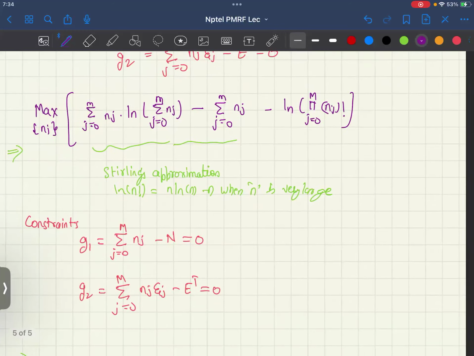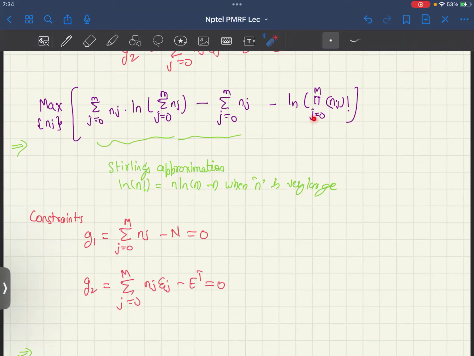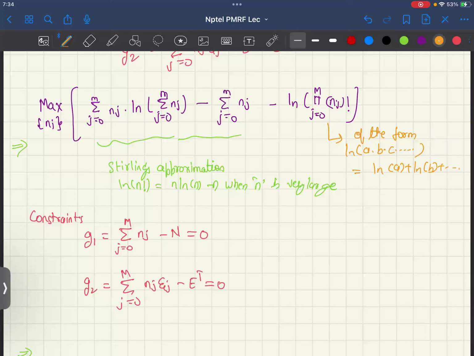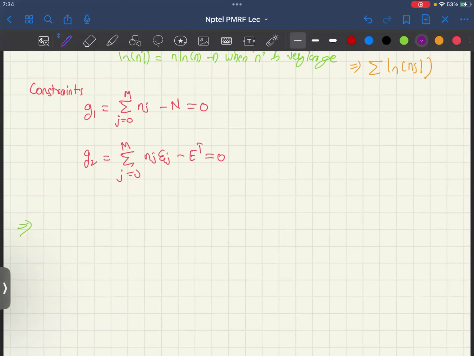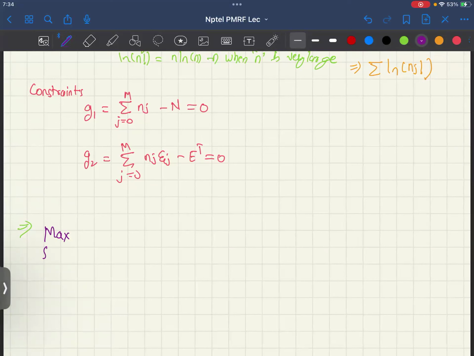So now here we have a ln inside a product, right? That means ln of a into b, ln of whole a. This is of the form ln of a into b into c up to like this. This is nothing but equal to ln of a plus ln of b plus ln of c. And hence we can write this as summation of ln of nj factorial, right?